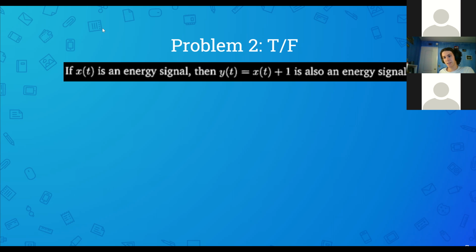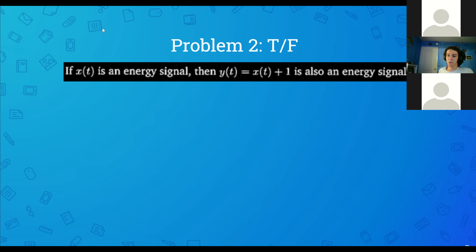Think about this. Remember what I said: if you're ever unsure about something, think about the mathematical definition. The mathematical definition asks for the entire area of the signal. It asks for the magnitude of the signal over all time.